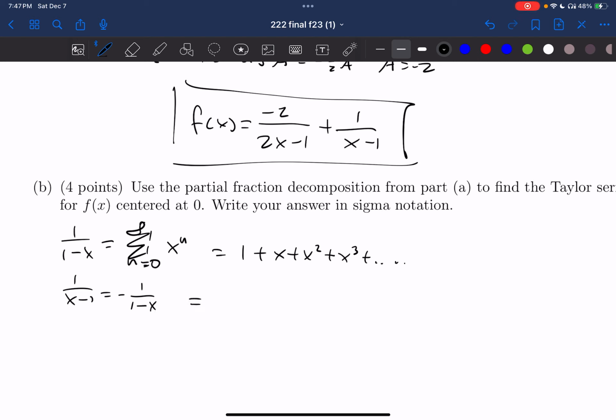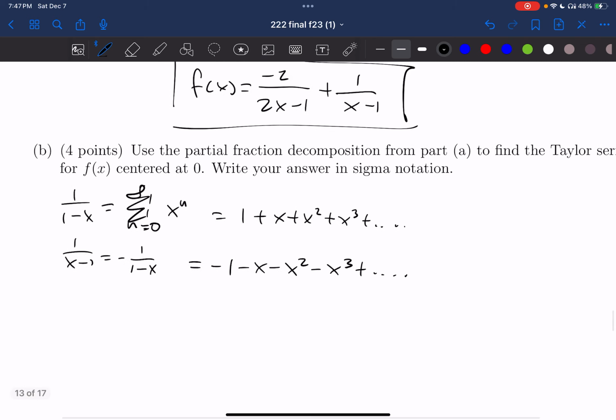Okay, so this will just be equal to negative in front of everything, dot, dot, dot, so on. Okay, that makes sense. And then we have a negative 2 over 2x minus 1. This will be equal to, we can bring out the negative 2 in front, right? 1 over 2x minus 1. This will be equal to a negative 2. You can bring out the negative, so it would be a positive 2, and then it would be a 1 minus 2x.